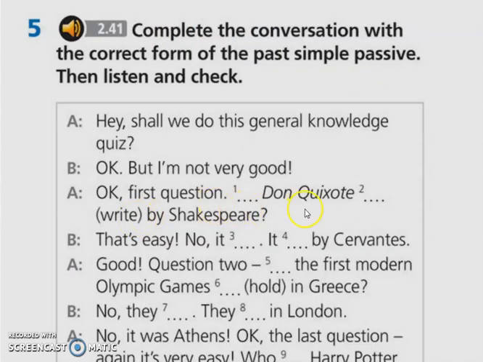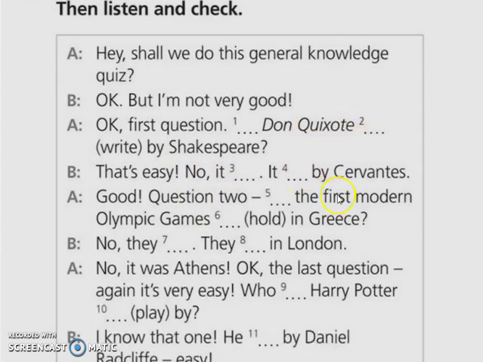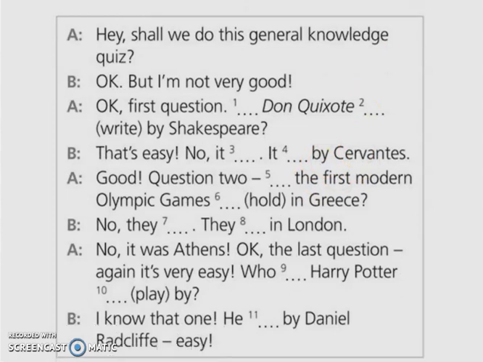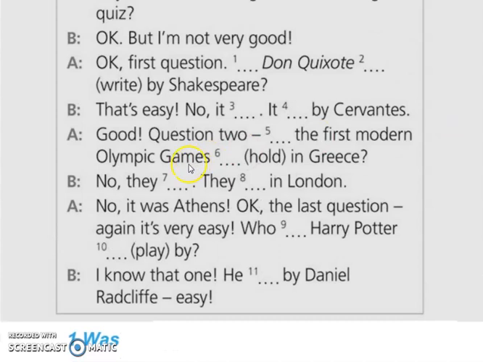First question, Don Quixote by Shakespeare. Don Quixote is a novel. So was Don Quixote written? Here the verb is write. So written, the past participle of write, by Shakespeare. No, it wasn't. It was Cervantes. So was written, wasn't, was written.